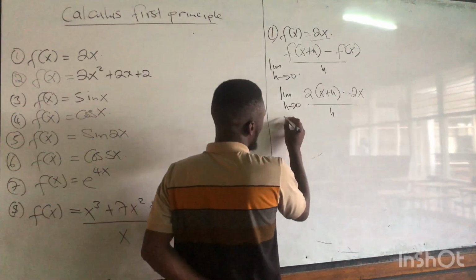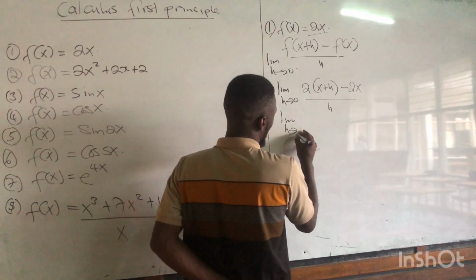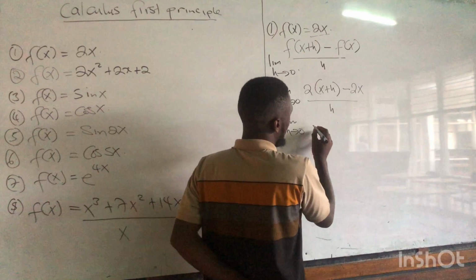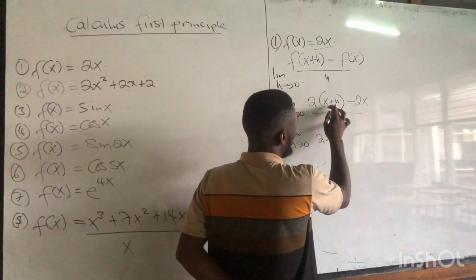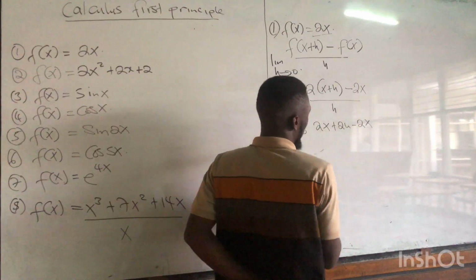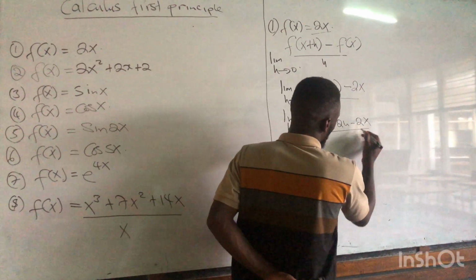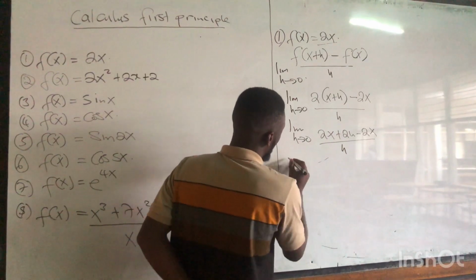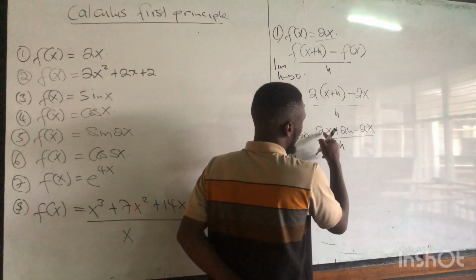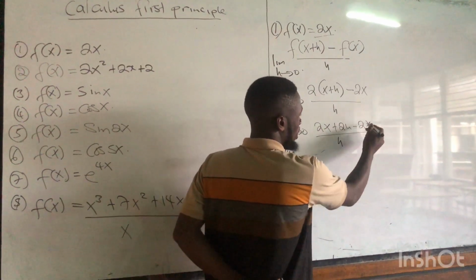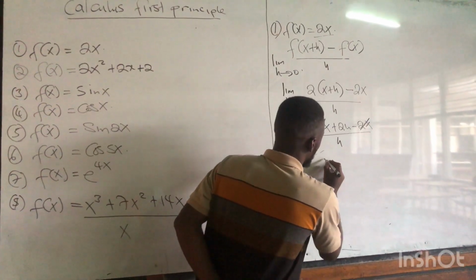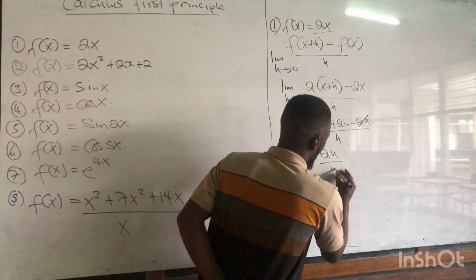From here we continue, limit as h approaches 0. Now we need to multiply. 2 multiplied by x is 2x. 2 multiplied by h is 2h, minus 2x, over h. Again, limit as h approaches 0. What is 2x minus 2x? This and this will cancel, so on top will remain 2h over h.